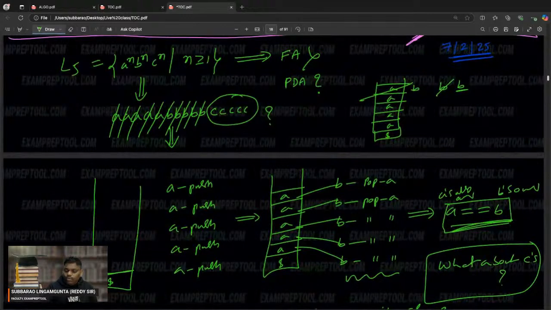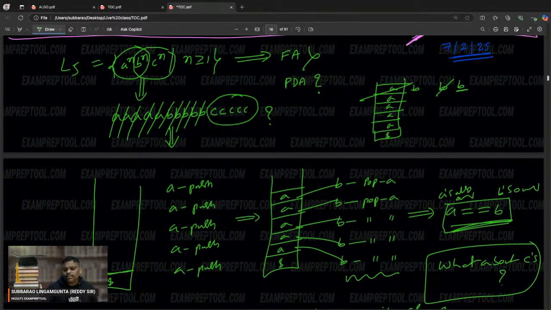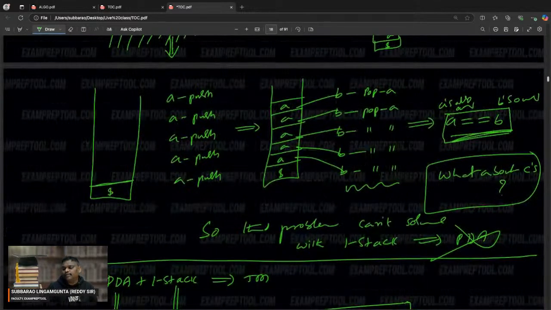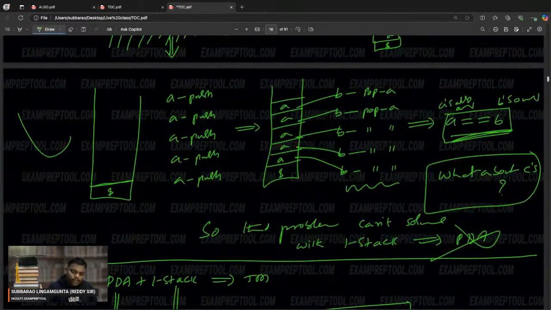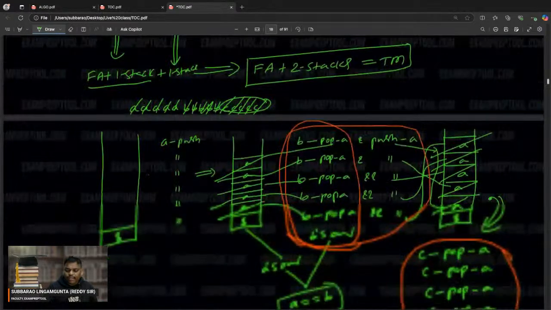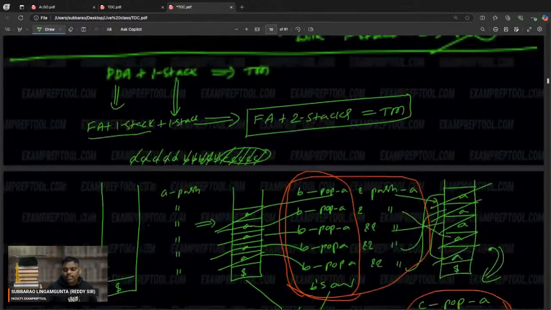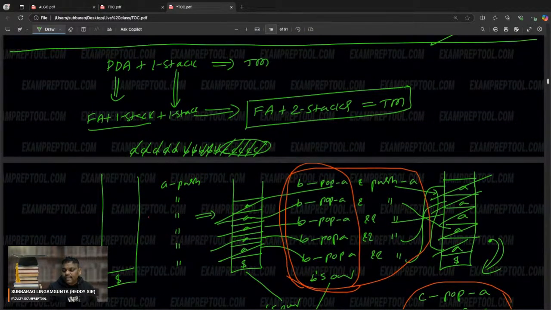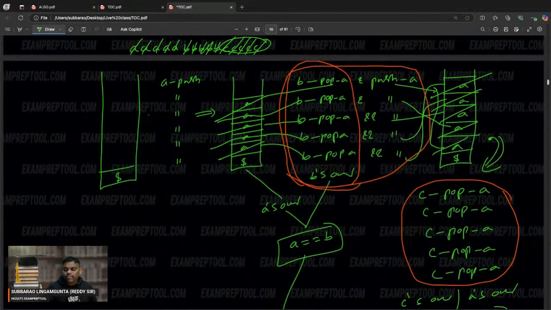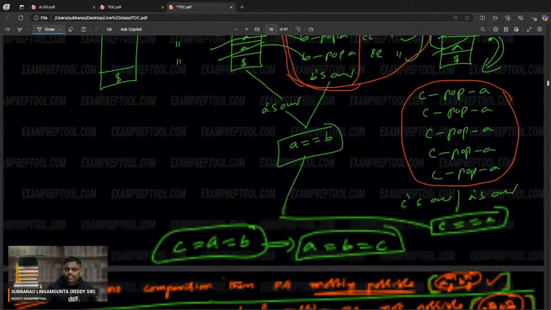Next one, more than one comparison. See, here one comparison, here one more comparison; more than one comparison is required. So PDA is saying that I have only one stack, and more than one comparison I cannot handle. With one stack, definitely more than one comparison cannot be done. Then add one more stack. For the PDA, if we add one more stack, which is nothing but a finite automata plus two stacks, it is known as a Turing machine. So with the help of two stacks, most of the things can be done.